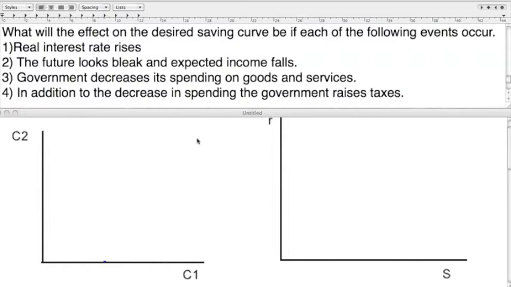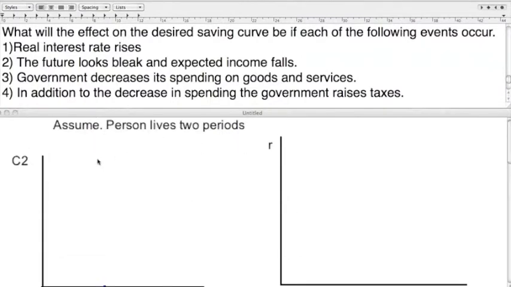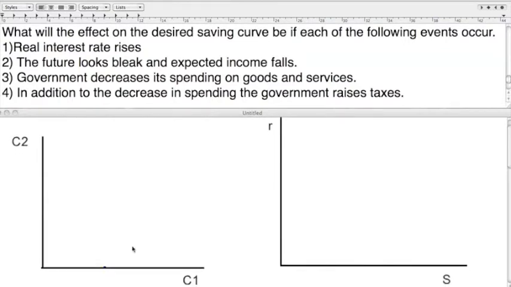We are looking at the desired savings curve shown by this graph on our right. But before I get drawing that and showing you the relationship between interest rates and desired savings, I'm going to do a two-period consumption model because it relates. Okay, so assume a person lives for 2 periods. He can spend all his money in period 1.